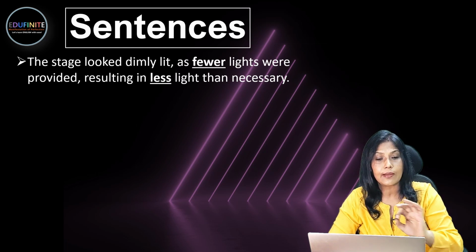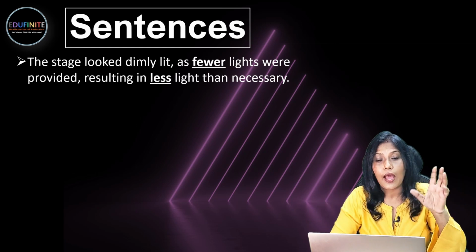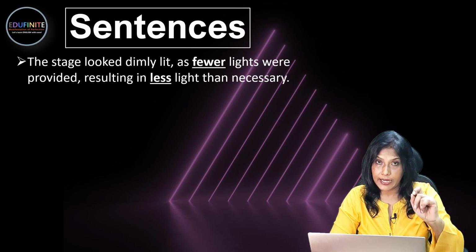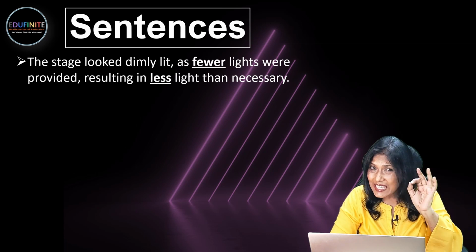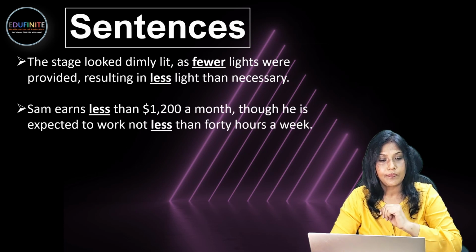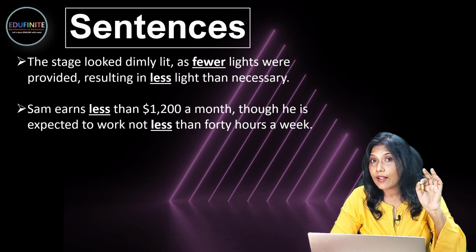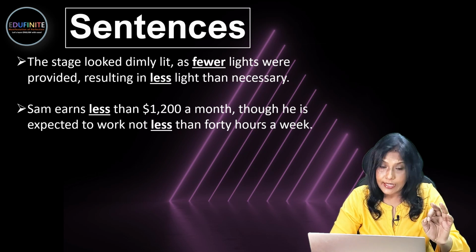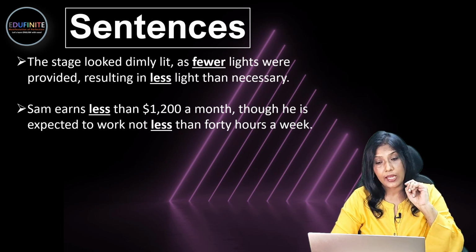Hence, the sentence reads, the stage looks dimly lit. There's less amount of light. So, why does it look dimly lit? As fewer lights were provided. So, more lights are needed, resulting in less light than necessary. Okay, the next sentence. Sam earns less than $1,200 a month, though he is expected to work not less than 40 hours a week.